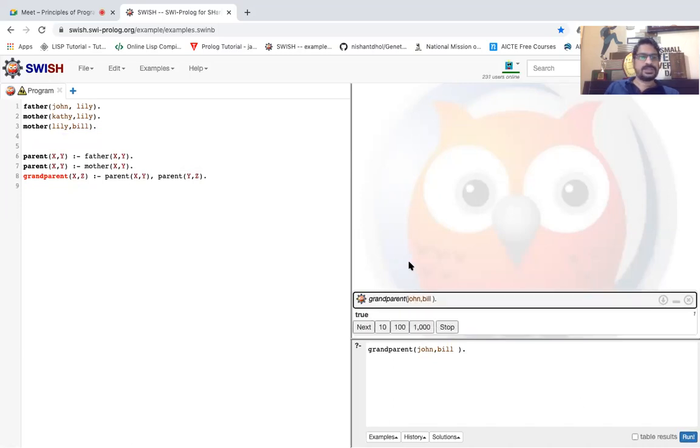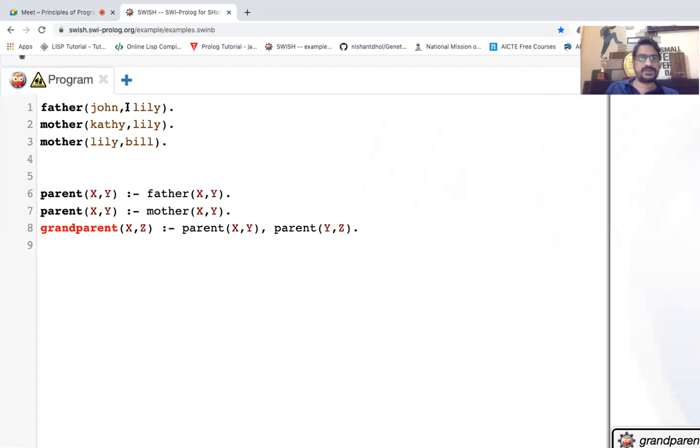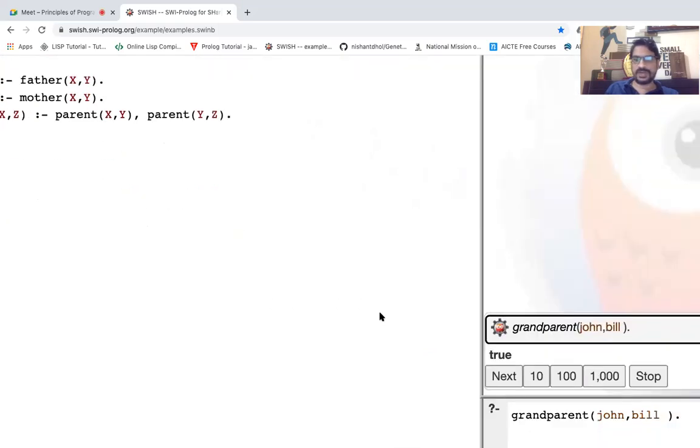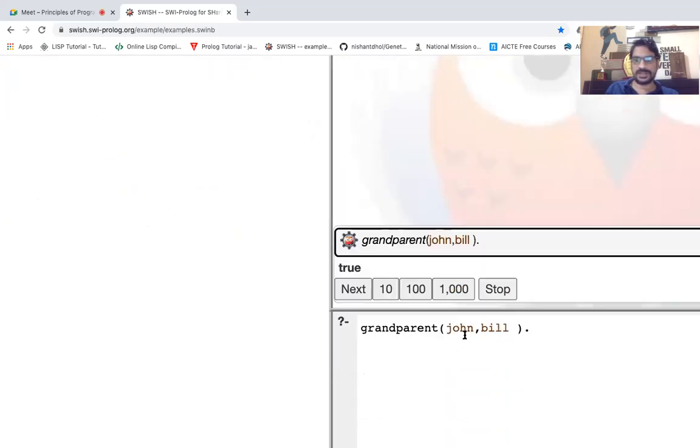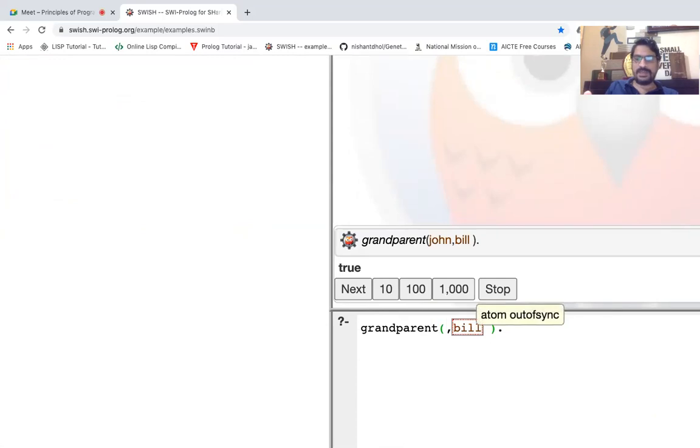Yes, because the last one doesn't have any grandparent, so I have removed that. It says that John is a father of Lily. Kathy is the mother of Lily. And Lily is a mother of Bill. So the first query I have put here is, can we say that John is a grandparent of Bill? So the answer is true.